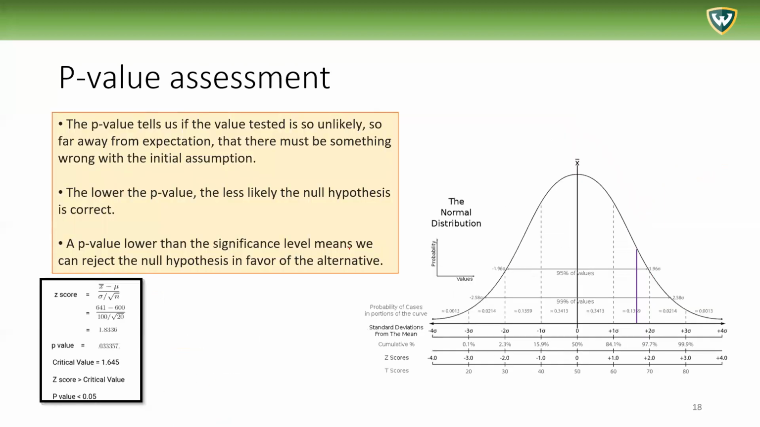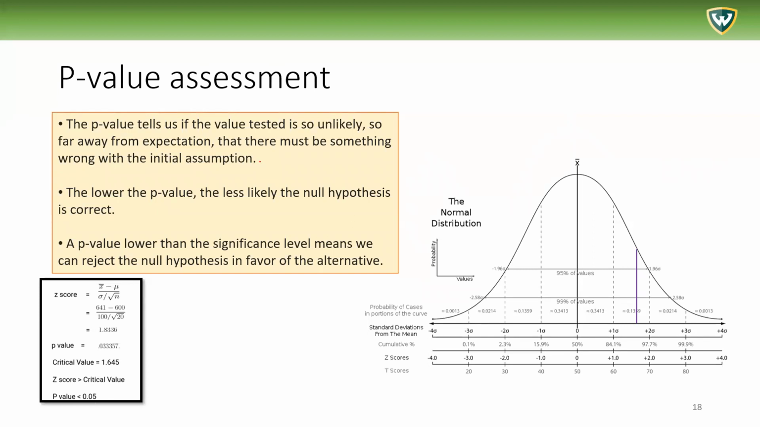So let's do a last interpretation so we really solidify these ideas here. So the p-value tells us if the value tested, remember we're testing average exam scores, is so unlikely, so far away from the expected value, that there must be something wrong with the initial assumption.